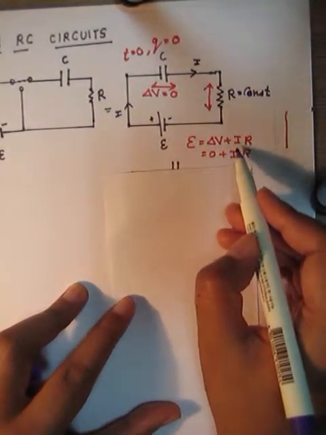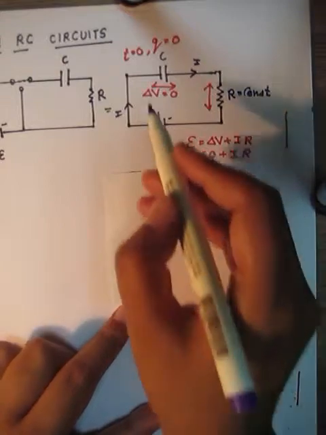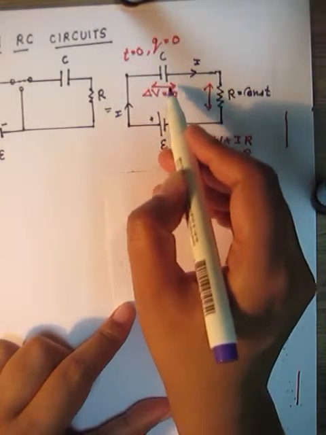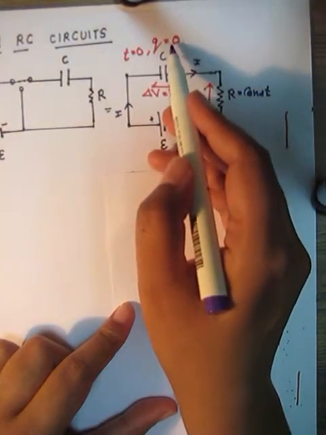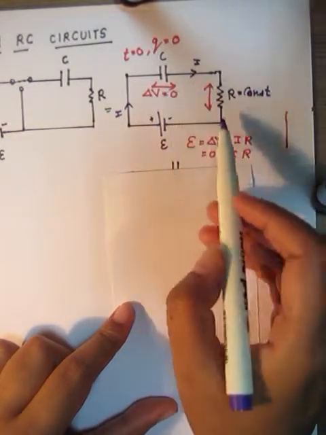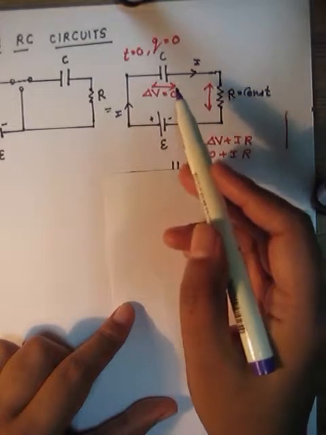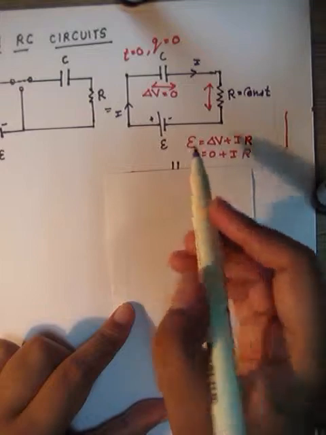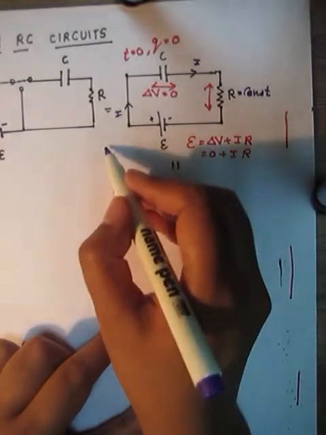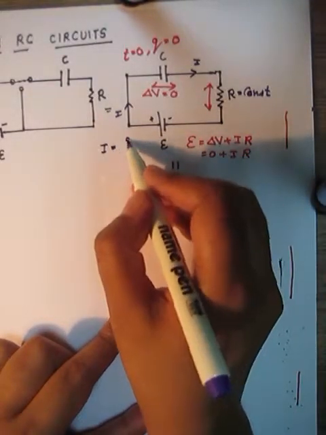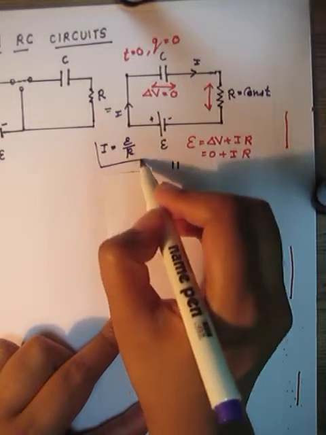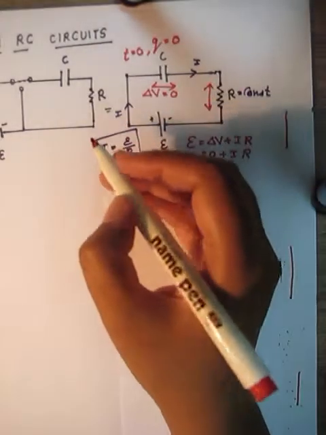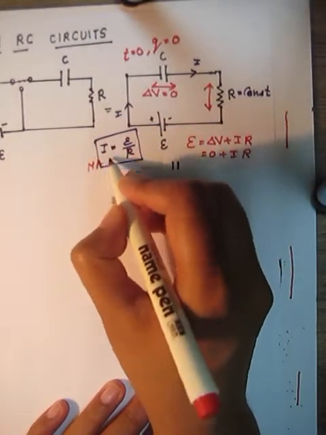this means that this current will be the maximum current, because after this the charge will increase and there will be some potential drop. But initially the charge is 0 and potential drop is 0. Therefore this current cannot be greater than the current at this point. So we say that current should be equal to epsilon upon R, and this is the maximum current in the circuit.